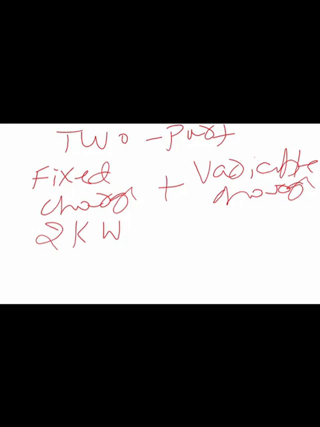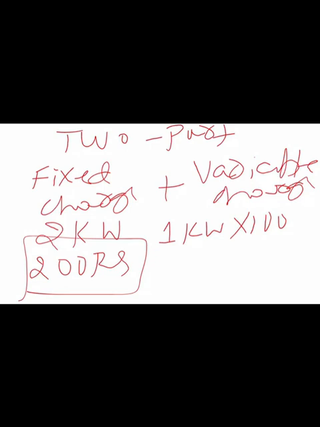For everything they will be charged something. For 1 kilowatt, if they are charging 100 rupees, and you have taken a load of 2 kilowatt, it will be 2 into 100, so 200 rupees will be the fixed charge. Whether you are using power or not, you will be charged 200 rupees every month. Let us consider you have gone out of station for 1 month and have not switched on any of the electrical equipment, then also you have to pay the electricity bill because of the fixed charge. That is called a fixed charge.